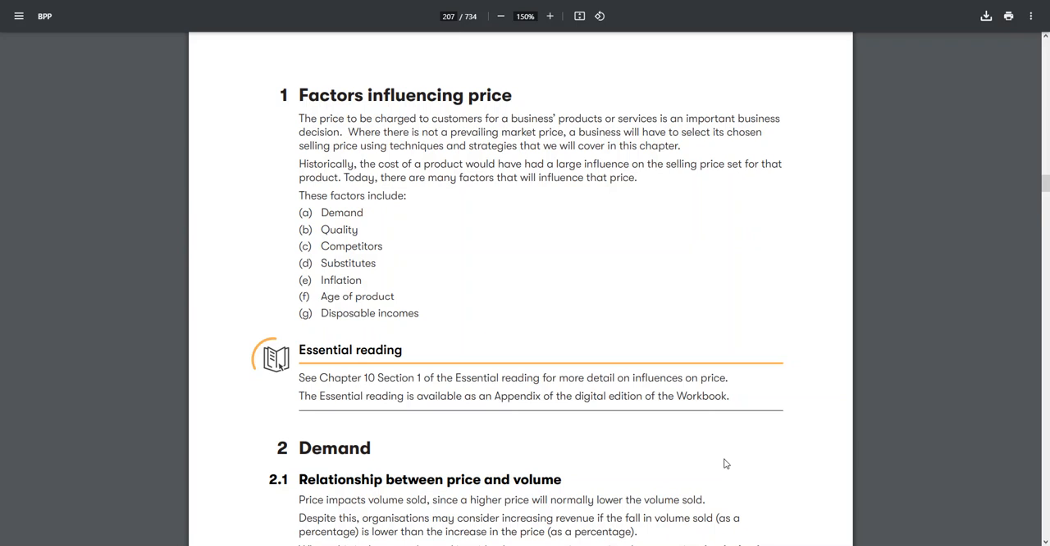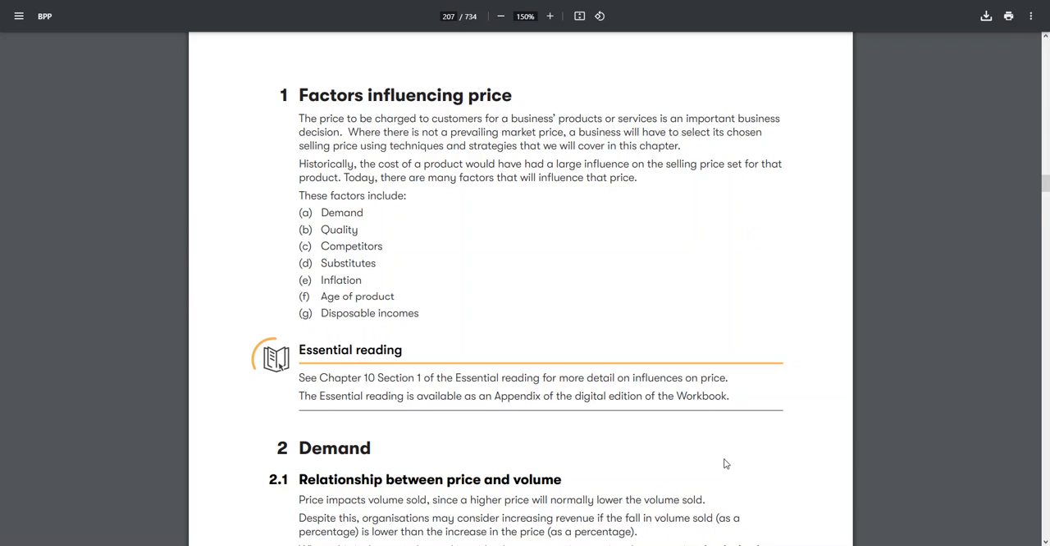What are the things that help us decide price? First thing, demand. In this chapter, in the numerical part, we are mostly looking at the relationship of price and demand. So when demand for a product is higher, we can charge a higher price. When demand for a product is lower, we have to charge a lower price.